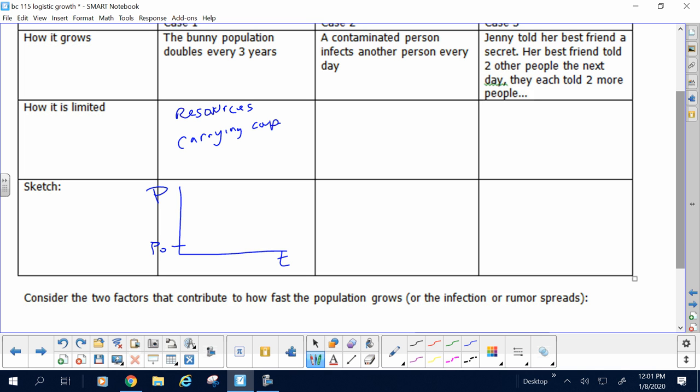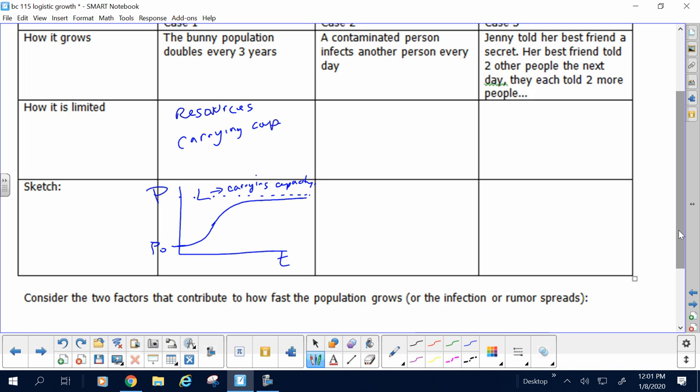And it actually does grow exponentially for a while. But what will it do as you approach the carrying capacity? Level out. It'll level out. That's the shape of logistic growth. This is typically called L. L is the math variable for carrying capacity.